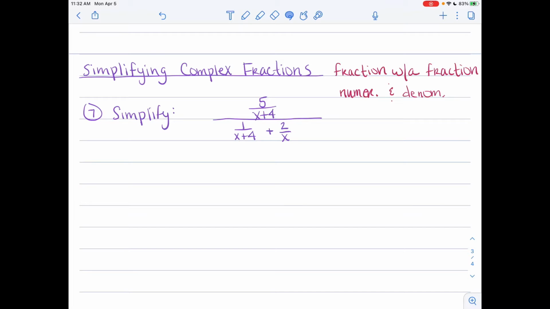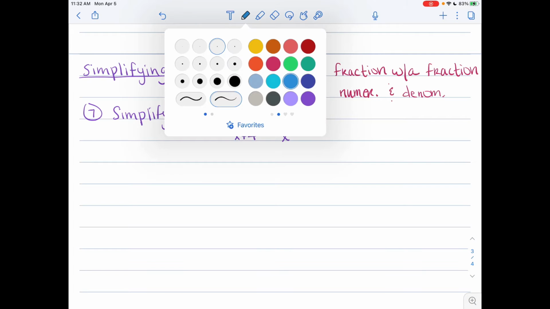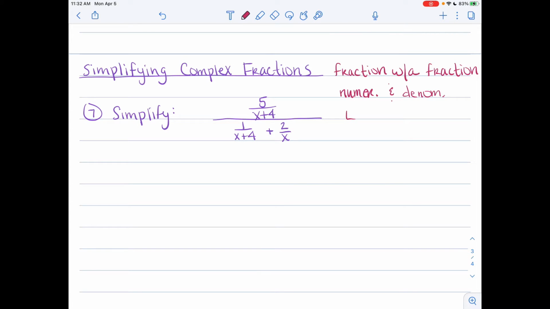Our last topic today is simplifying complex fractions. A complex fraction is kind of a fraction within a fraction. It's a fraction that has a fraction for a numerator and a denominator. So in order to simplify this, we need to find a lowest common denominator for the bottom denominator, the denominator that's in the denominator.